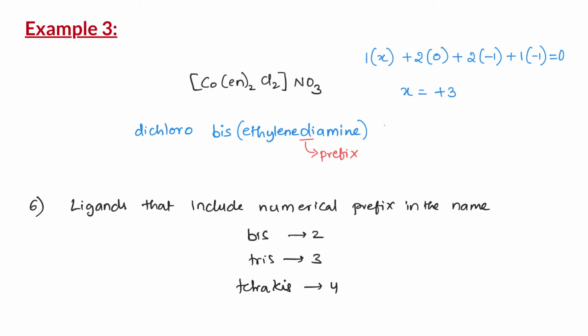Next, we name the central metal ion, which is cobalt, followed by its oxidation number 3, and then we name the anion, which is nitrate. So the final name of the compound is dichlorobis(ethylene diamine)cobalt(III) nitrate. Let us do one more example. In this example, we are given the name of the compound and we need to write down the formula.